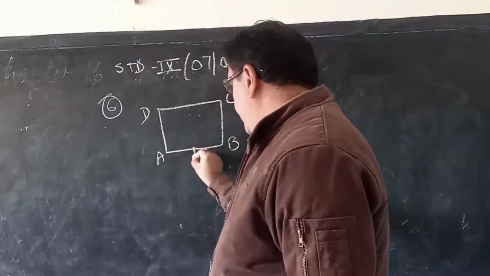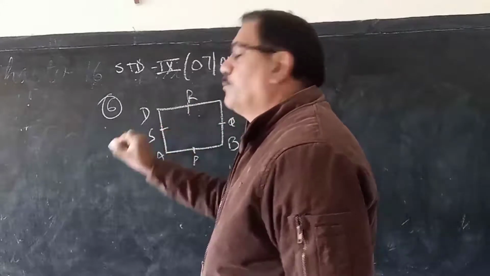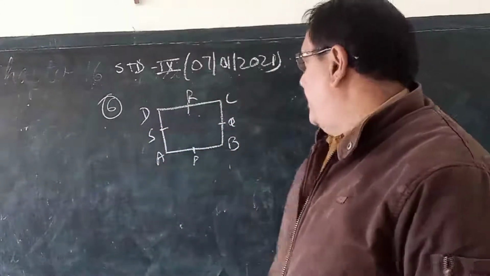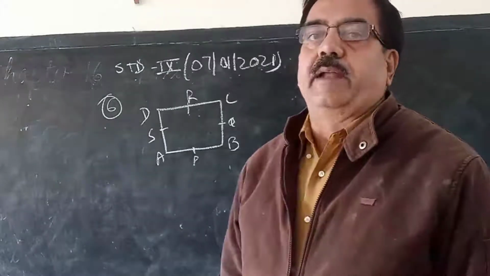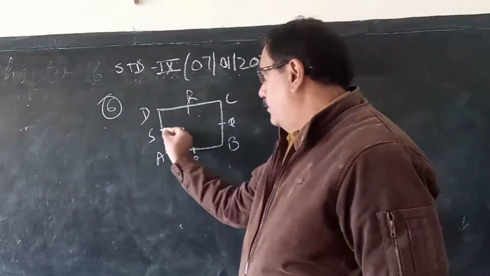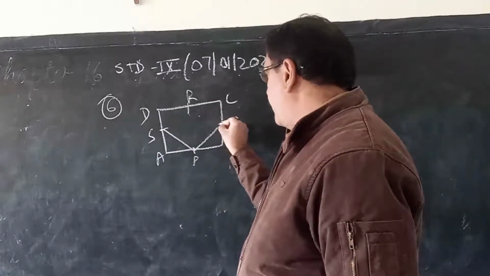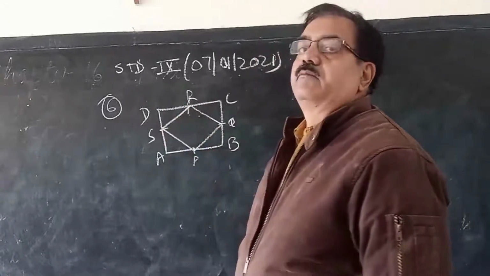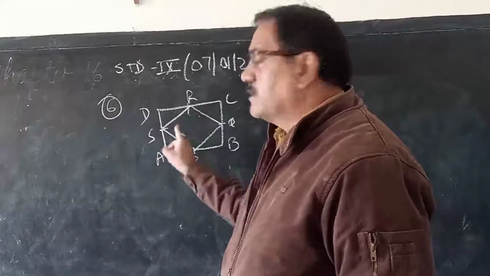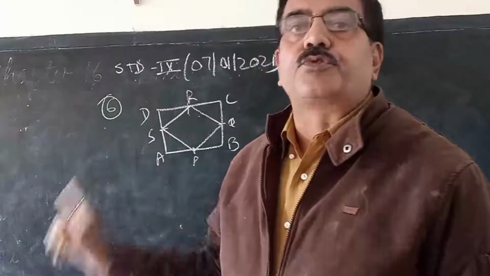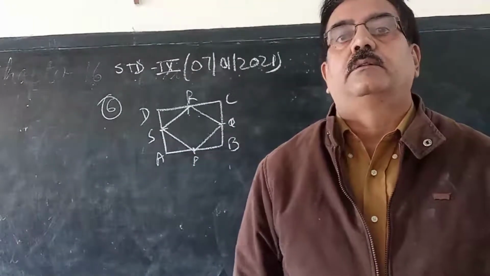And let P, Q, R, S be the midpoints of the sides AB, BC, CD, and DA of a square. Now, the line joins the midpoints of the sides of a square. What figure PQRS do we get? We have to show that PQRS is also a square.